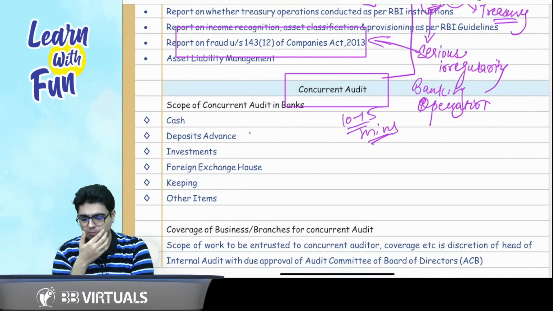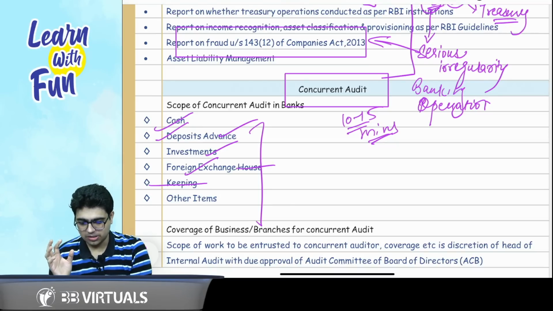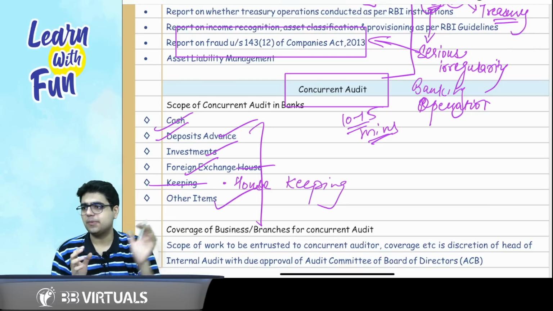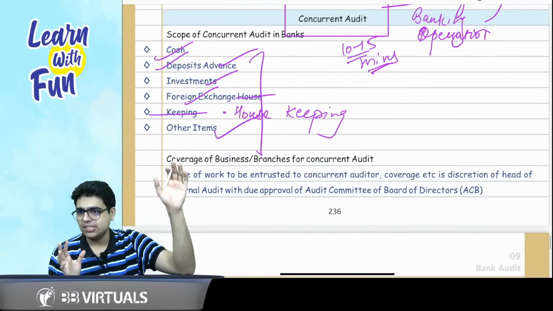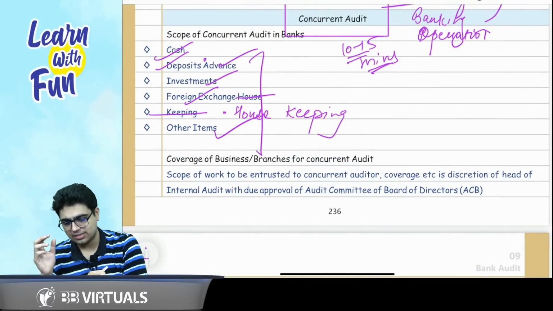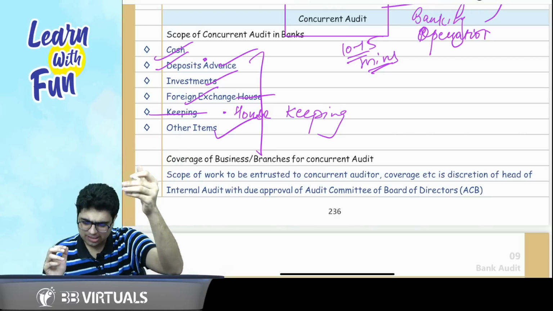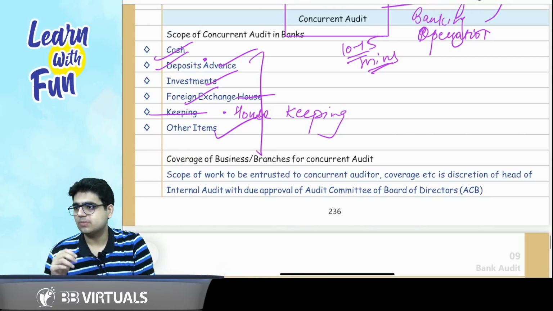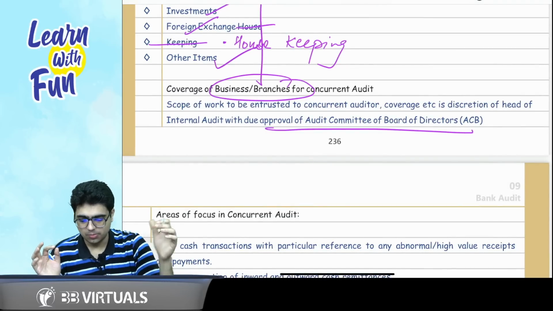What is covered in the scope, sir? Cash, deposits, advances, investments, foreign exchange, housekeeping. I think housekeeping should be written properly. Okay? And then come other items. So these are the points which have to be covered in concurrent audit: cash, deposits, advances, investments, housekeeping and other items. Coverage of business and branches will depend on the decision of the audit committee of the board of directors.